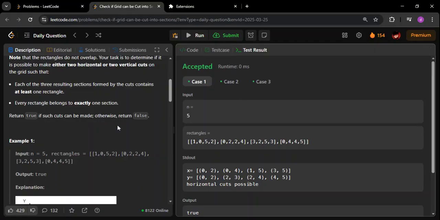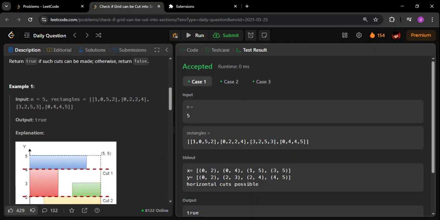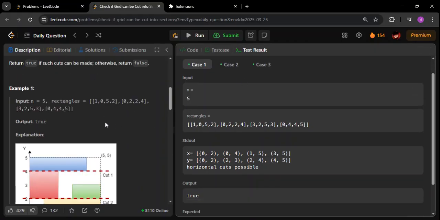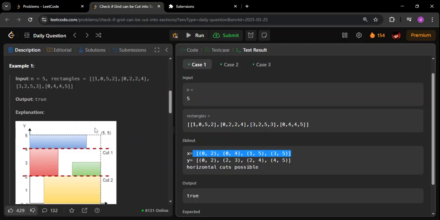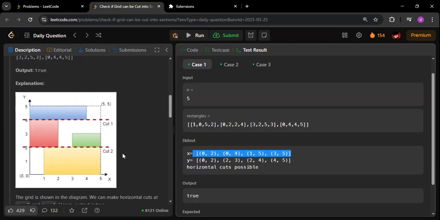So let me open example number one side by side, and we will go through the example one outputs. If you see, the x coordinate looks like this. Let us start to interpret what it means. If you see 3 comma 5, and 0 comma 2, and 4 comma 5.